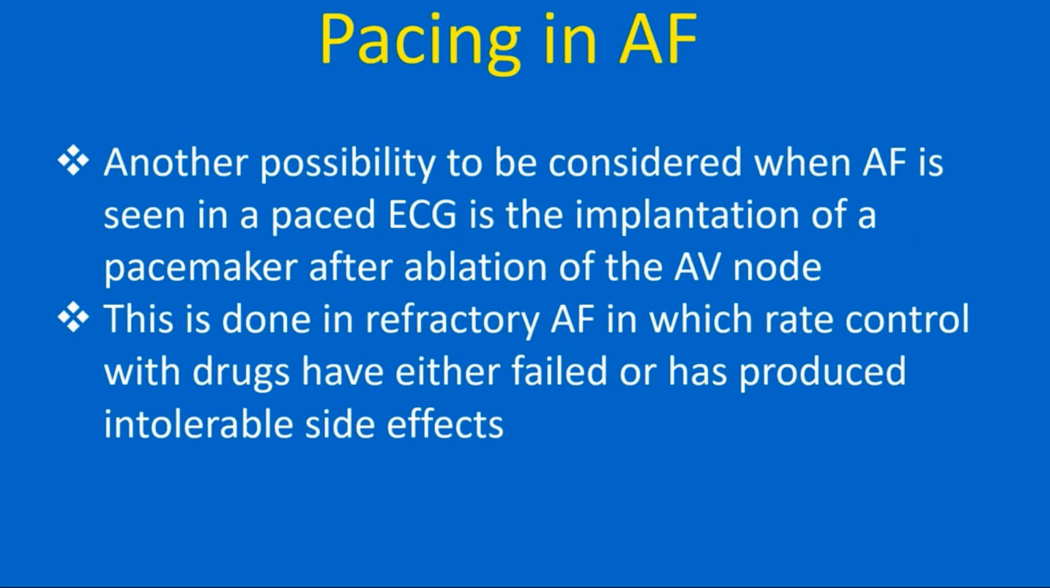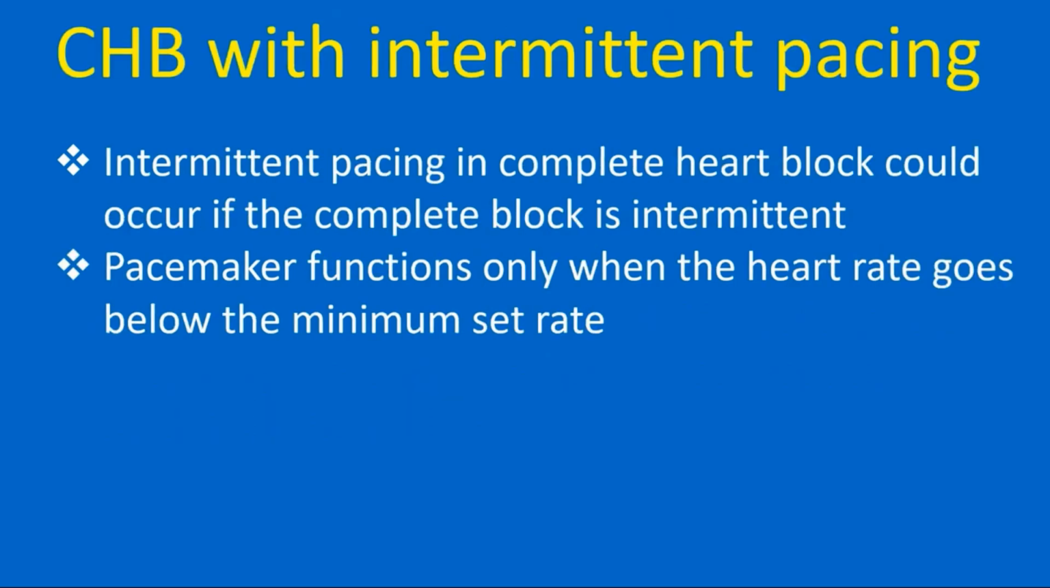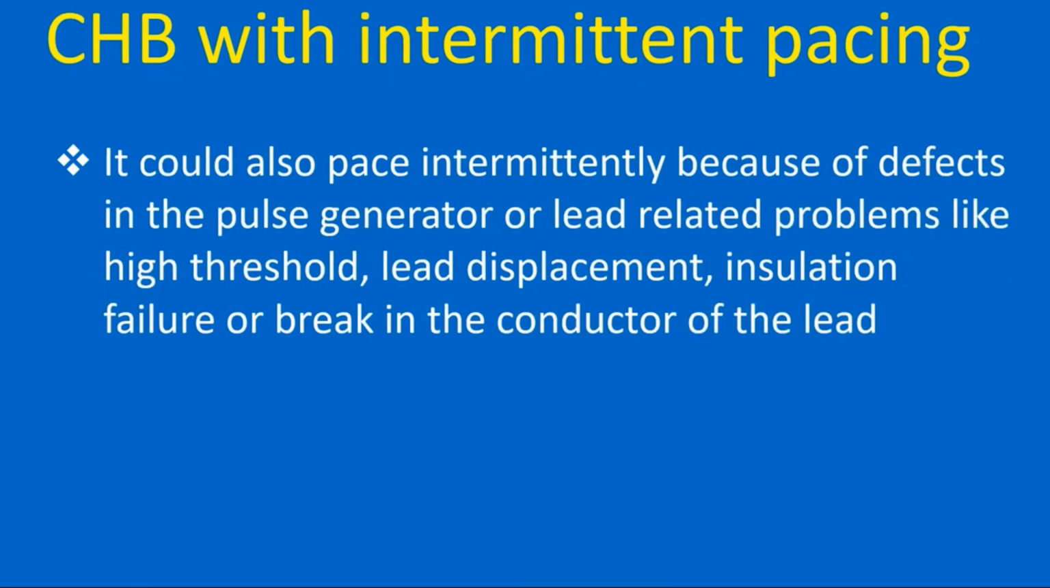Another possibility to be considered when AF is seen in a paced ECG is the implantation of a pacemaker after ablation of the AV node. This is done in refractory AF in which rate control with drugs has either failed or has produced intolerable side effects. Intermittent pacing in complete heart block could occur if the complete heart block is intermittent. Pacemaker functions only when the heart rate goes below the minimum set rate. It could also pace intermittently because of defects in the pulse generator or lead related problems like high threshold, lead displacement, insulation failure, or break in the conductor of the lead.